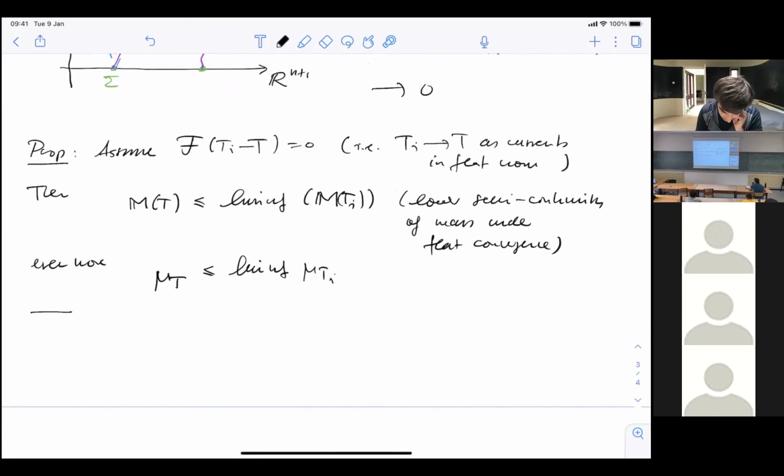So this implies that if the total mass converges, then the measures have to converge.